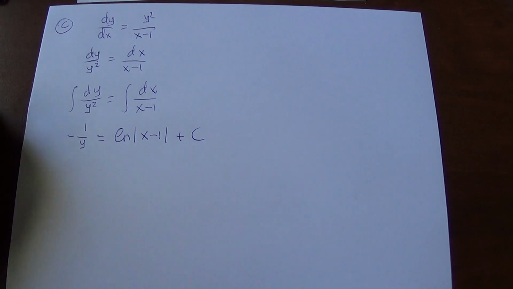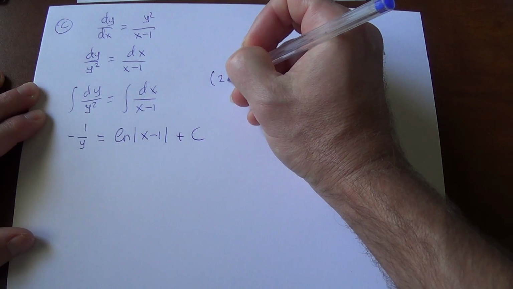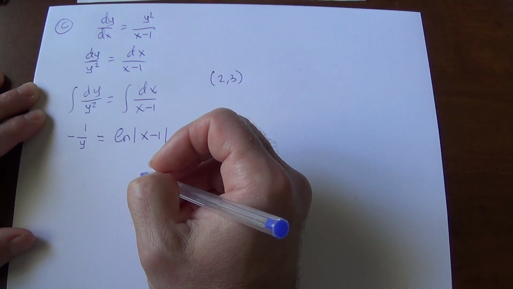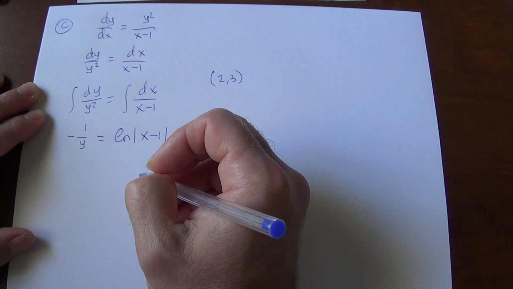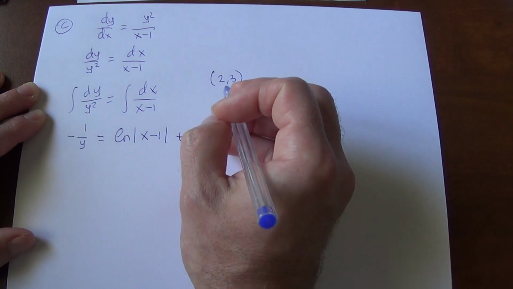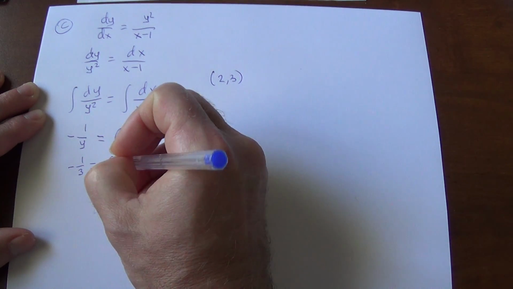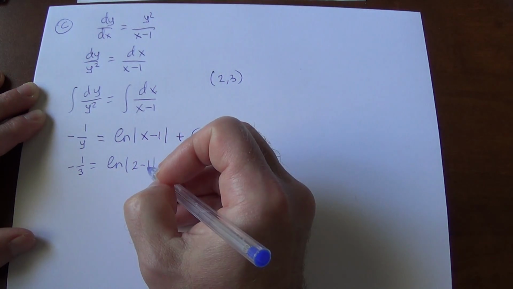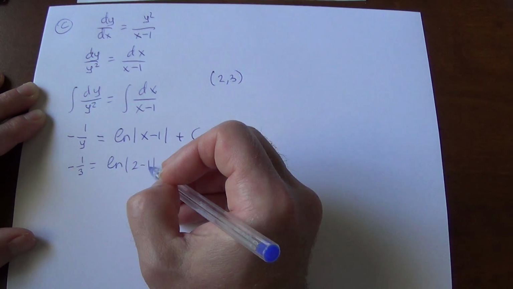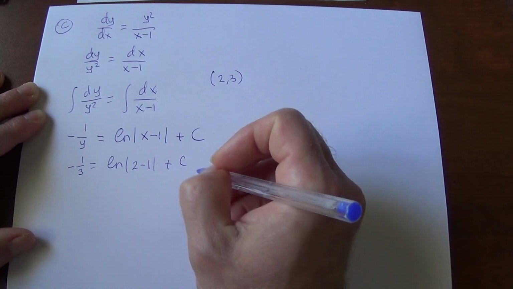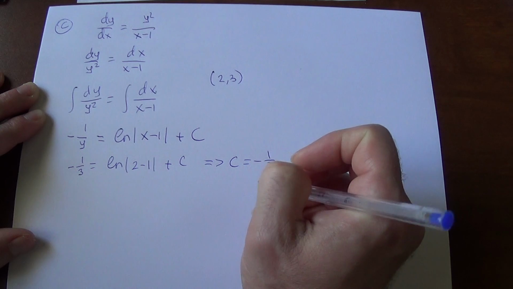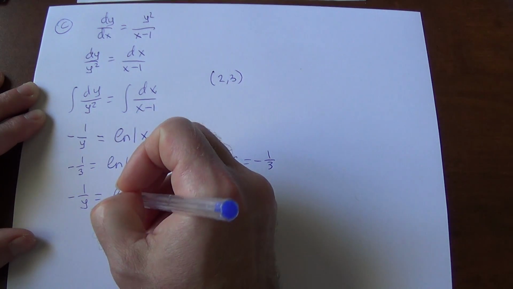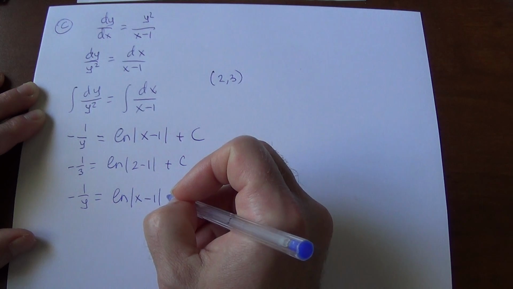This is usually a place where you're going to use the initial condition. The initial condition is f of 2 equals 3. So we substitute that to evaluate this, right? So we make x equal 2 and y equal 3, so negative 1/3 equals the natural log of 2 minus 1 plus c. This is going to give you 0 because 2 minus 1 is 1 and the natural log of 1 is 0, which means that c is going to equal negative 1/3. So we're getting negative 1 over y equals ln absolute value of x minus 1 minus 1/3.